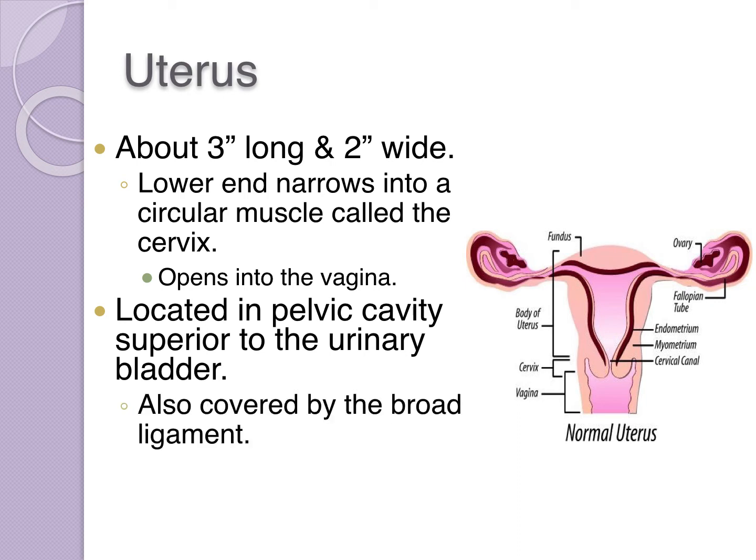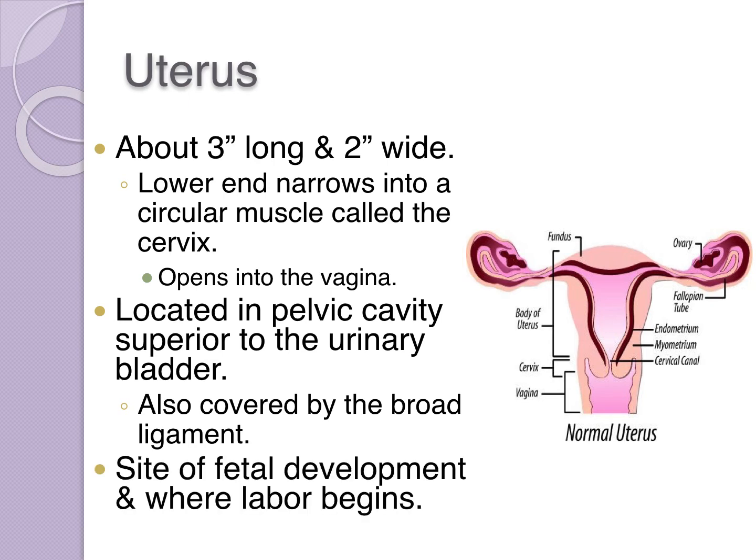The uterus is also covered by that broad ligament, so it's going to make sure that it doesn't get jostled within that pelvic cavity, similar to that of the ovaries. The uterus is important because where the fallopian tube we saw fertilization, the uterus is where we see fetal development, and it's also where labor is going to begin for mom.